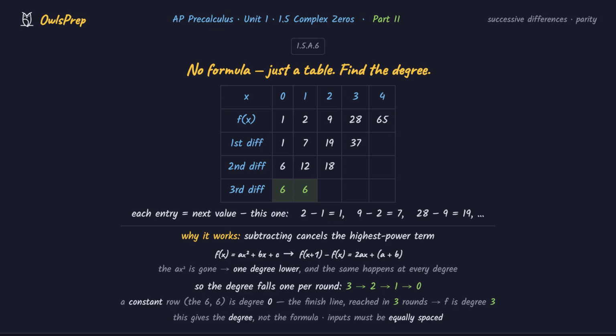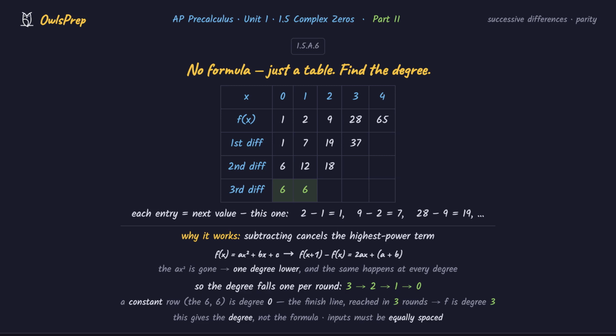Now do exactly the same to that row. 7 minus 1 is 6. 19 minus 7 is 12. 37 minus 19 is 18. Those are the second differences. One more round. 12 minus 6 is 6, and 18 minus 12 is 6. Constant at last. Now, why should any of that work?